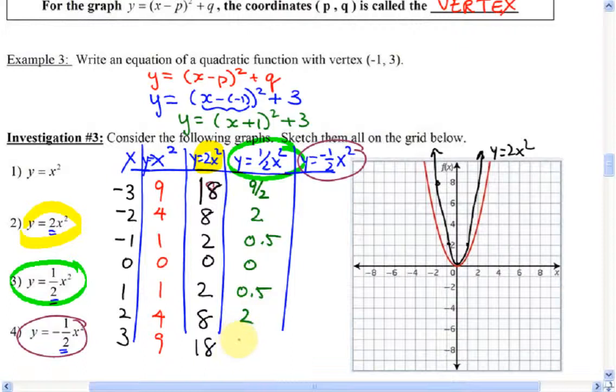What's 9 over 2 as a decimal, by the way? 4.5. So watch as I graph these out. Negative 3 is 4.5. Negative 2 is 2. Negative 1 is 0.5. 0. So notice this one seems to be a little bit wider.